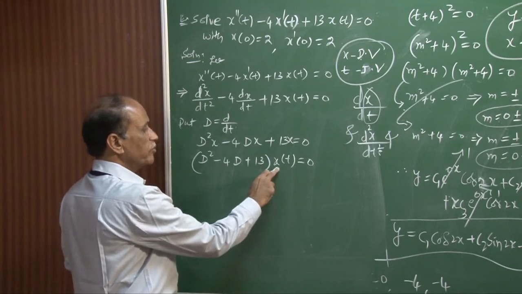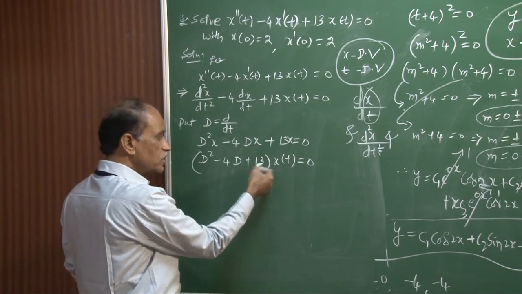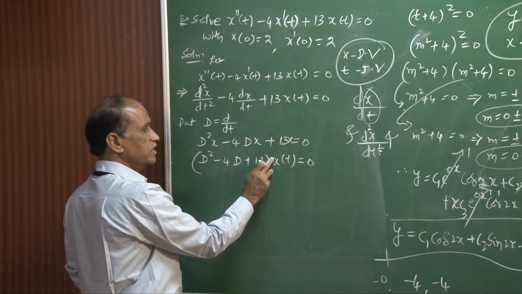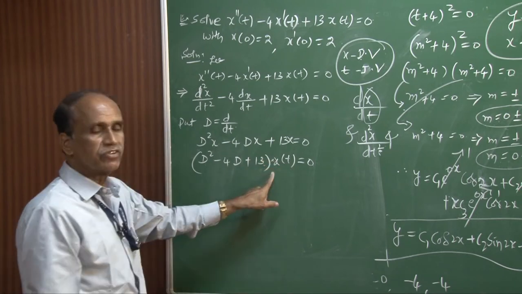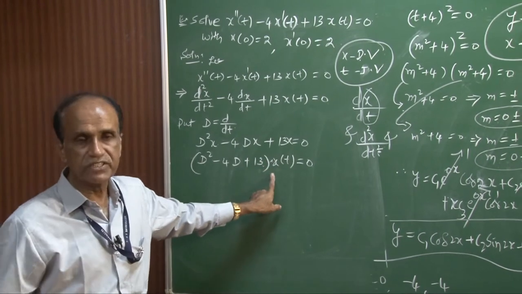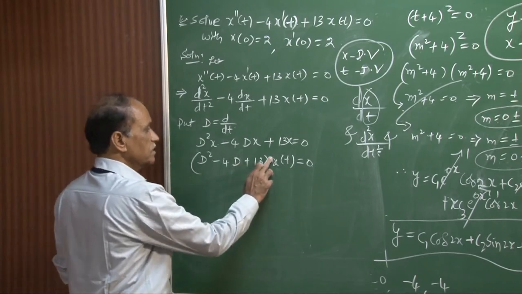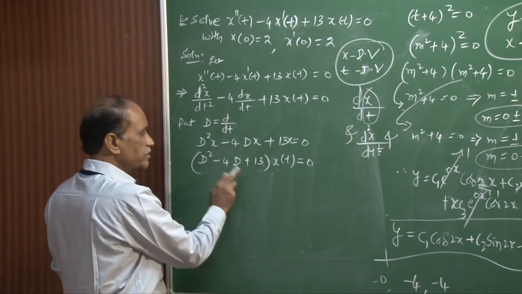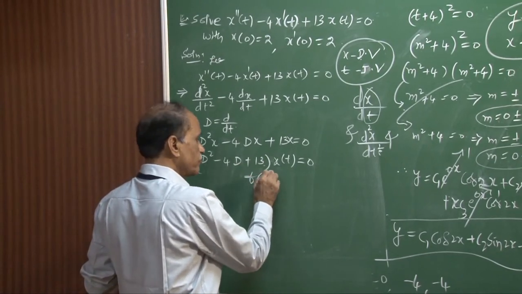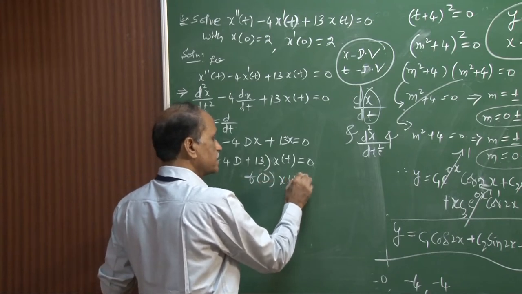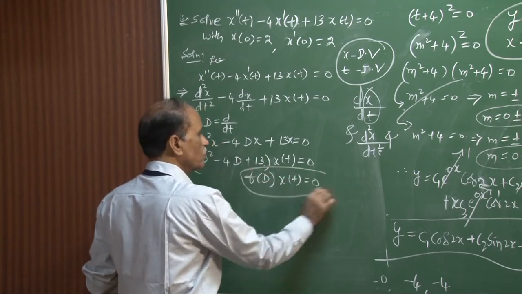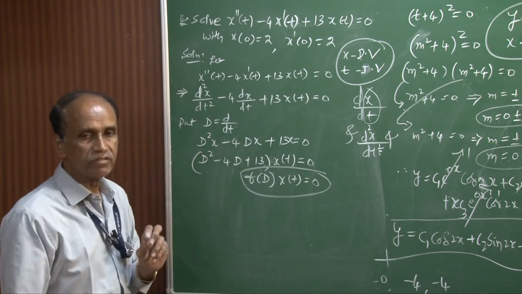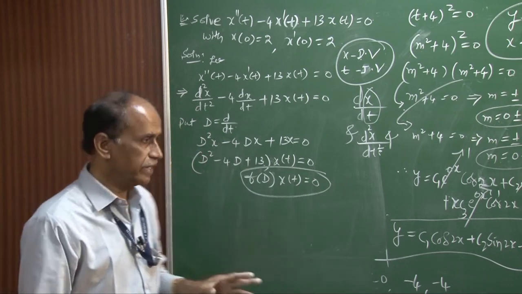So, I have written everything in terms of symbols, that is D square minus 4D plus 13 operating on x of t. Do not read this as multiplication. If you read it as multiplication, it is absolutely wrong. This is the derivative function, f of D operating on x of t is equal to 0, which is the homogeneous linear differential equation we started with.